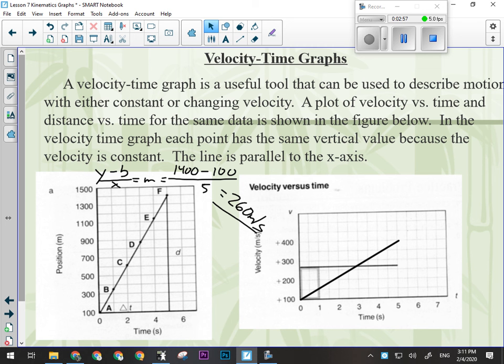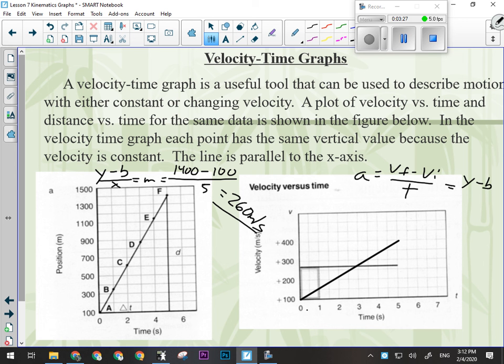Now, back in Science 10, you learned this formula. You could calculate acceleration by taking final velocity minus initial velocity and dividing by time. Does that look a lot like this formula? It does. Well, there's a reason for that. It's the same calculation, but it's from this graph instead. It's a slope calculation.